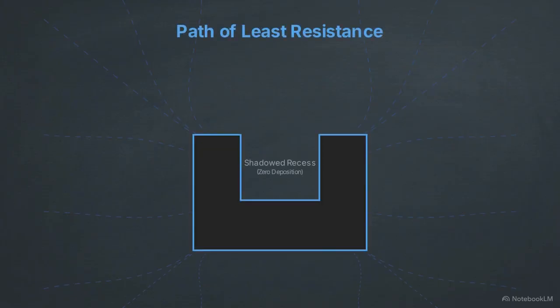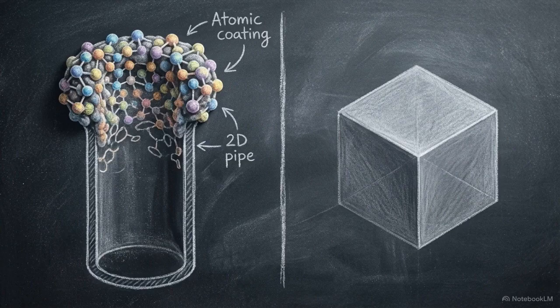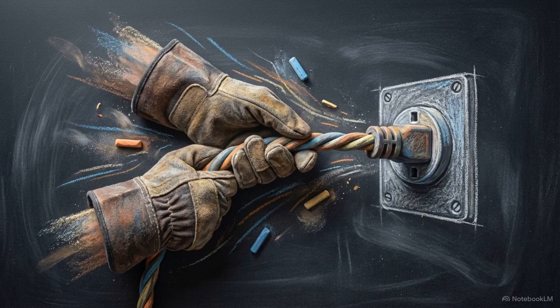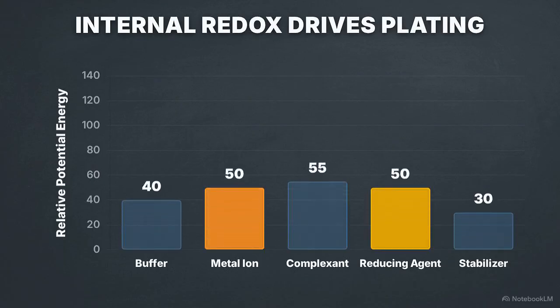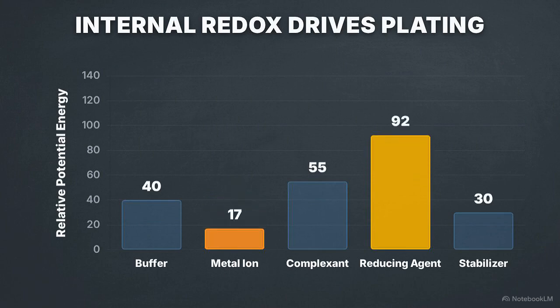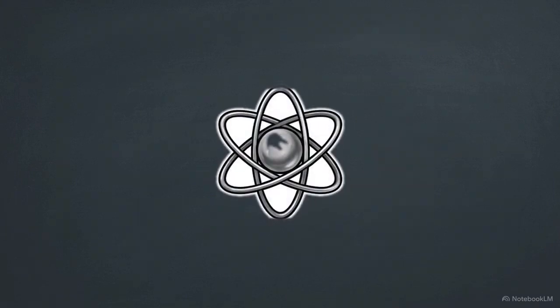Electrical current follows the path of least resistance, meaning it distributes unevenly across complex geometries. It struggles to reach the inside of deep cylinders, and it fails if the substrate you want to coat is non-conductive. Electroless plating bypasses these limitations by removing the power supply. Instead, the process relies on a chemical reduction driven by the internal redox potentials of the chemicals themselves. Redox potential being the measure of a chemical species' tendency to acquire or lose electrons.